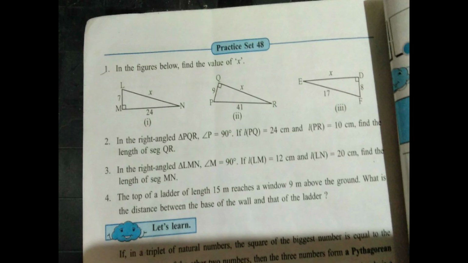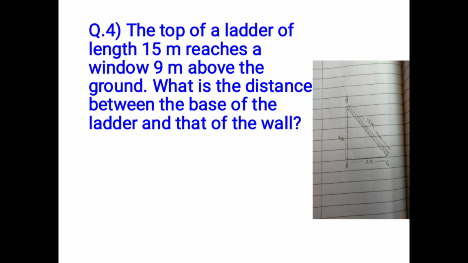Now I will do the last sum. Question number 4. The top of a ladder of length 15 meter reaches a window 9 meter above the ground. What is the distance between the base of the ladder and that of the wall? Let AC is equal to ladder is equal to side 1. The top of a ladder of length 15 meter, ladder is given 15 meter.